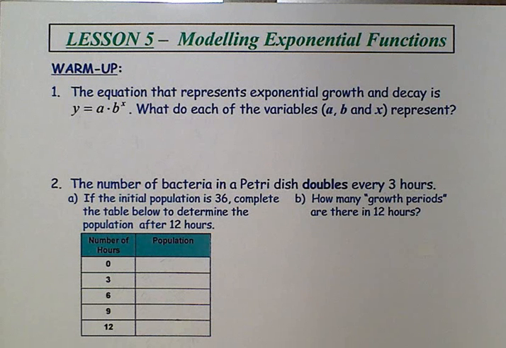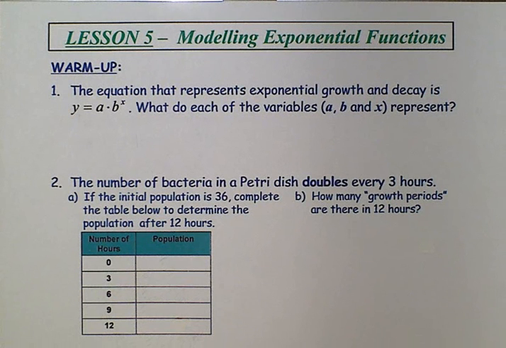At modeling exponential functions. So we're going to see some word problems here. And so the warm-up question, the first one says, the equation that represents exponential growth and decay is y equals a times b to the exponent x. And then it says, what do each of the variables a, b, and x represent?